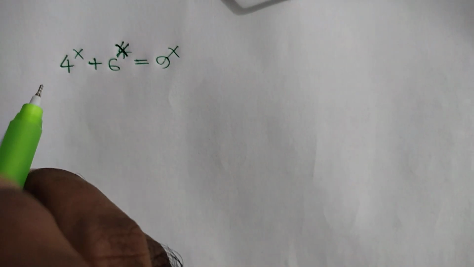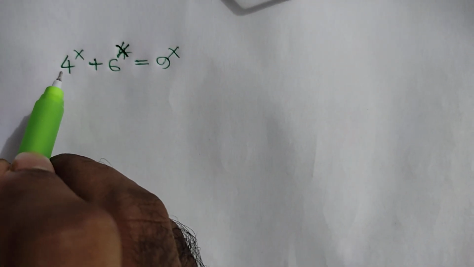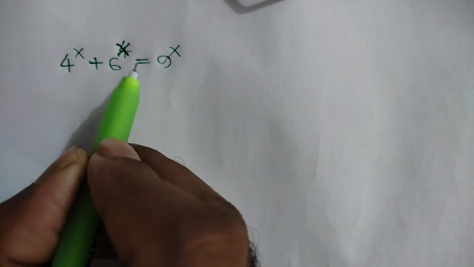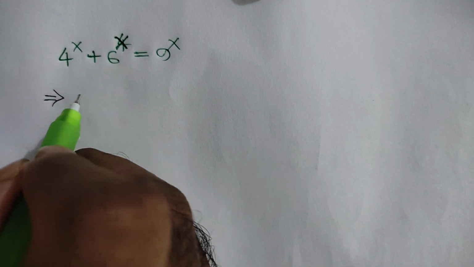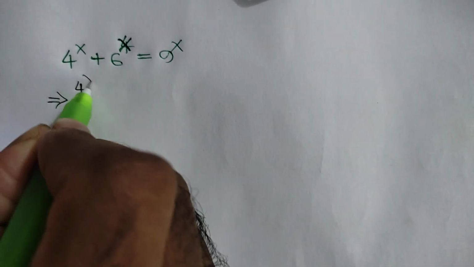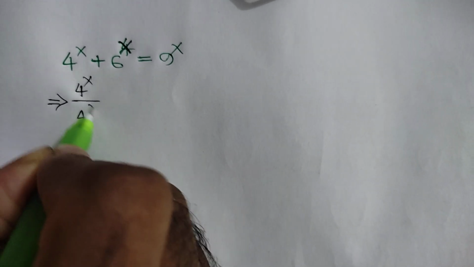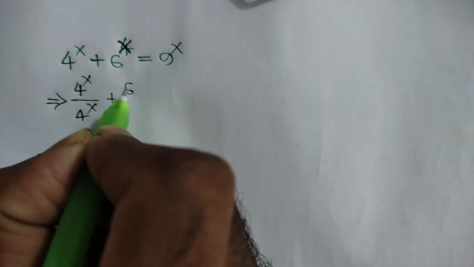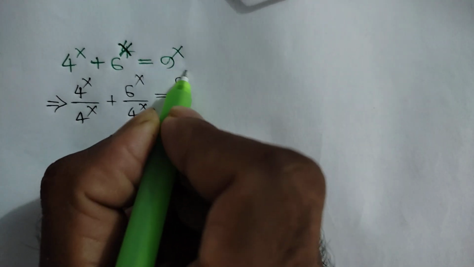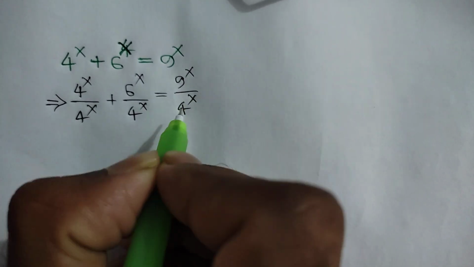Hi everyone, in this video I am going to show how to find the value of x where 4 to the power x plus 6 to the power x is equal to 9 to the power x. If we divide both sides by 4 to the power x, we will get 4 to the power x over 4 to the power x plus 6 to the power x over 4 to the power x is equal to 9 to the power x over 4 to the power x.